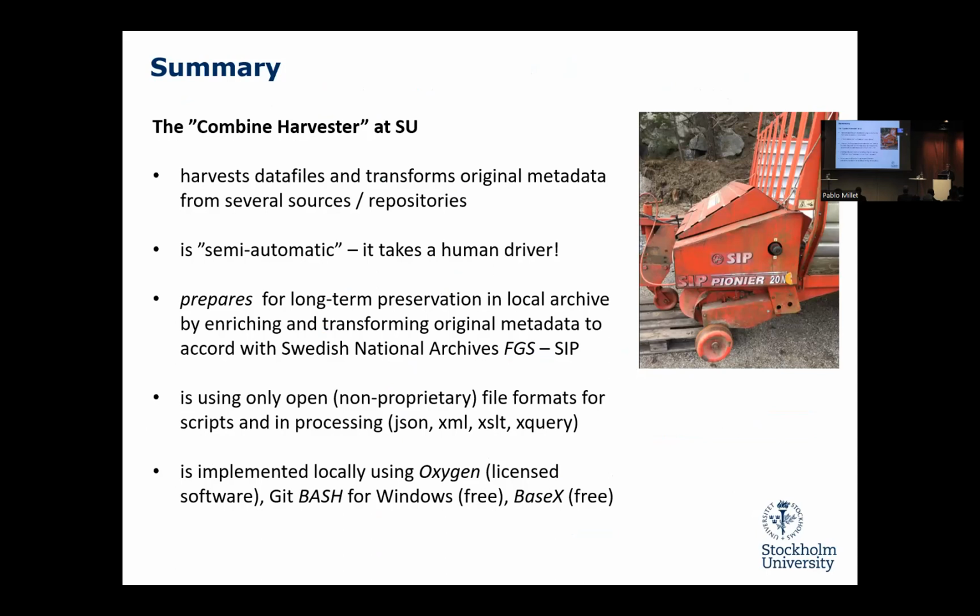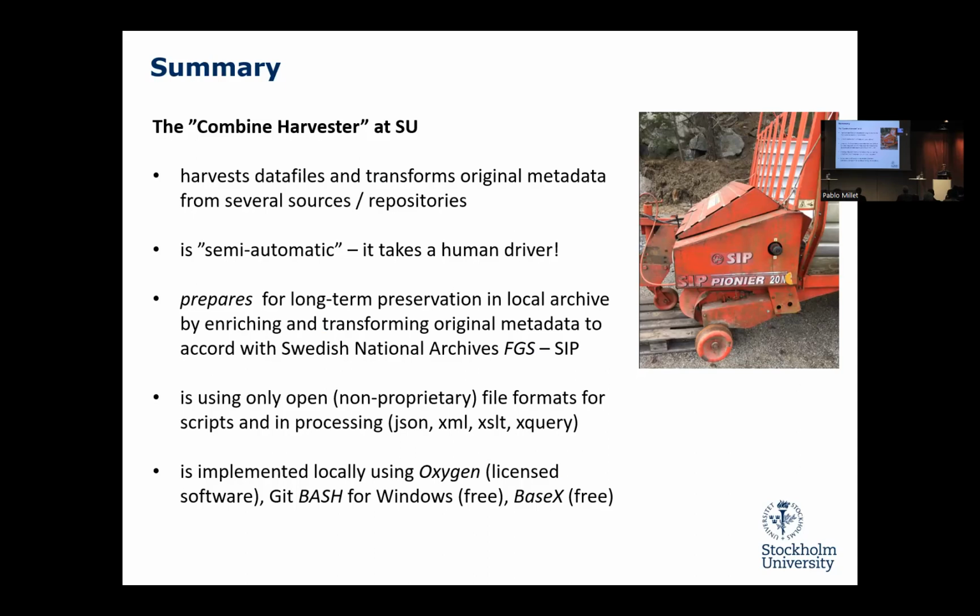So in summary, what this combined harvester does is to harvest data files and transform original metadata from several sources and repositories. And like I said, we hope to enlarge this to cover other repositories like Dryad. It's only semi-automatic. It still takes a human driver, a farmer, to run the combined harvester, but it prepares for long-term preservation in the local archive by enriching and transforming the original metadata to accord with the FGS.